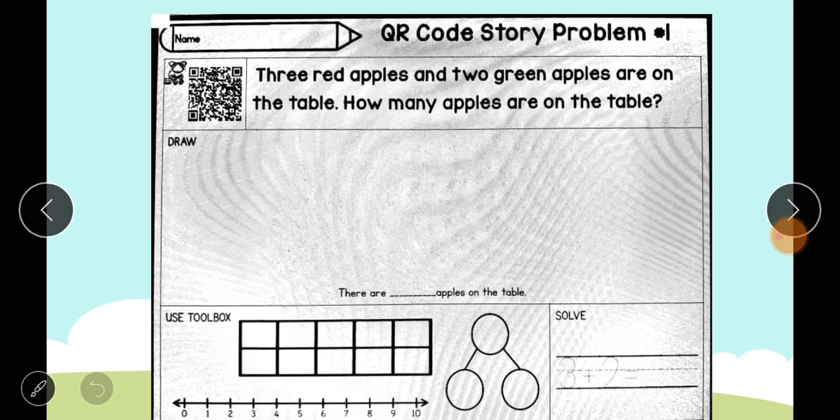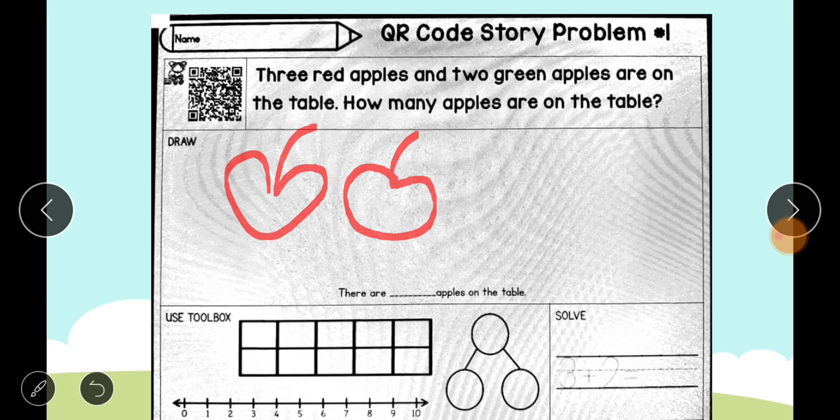Here, 3 red apples and 2 green apples are on the table. How many apples are on the table? So let's draw. 3 red apples. Let's draw. 1 apple, 2, 3. That's 3 red apples.